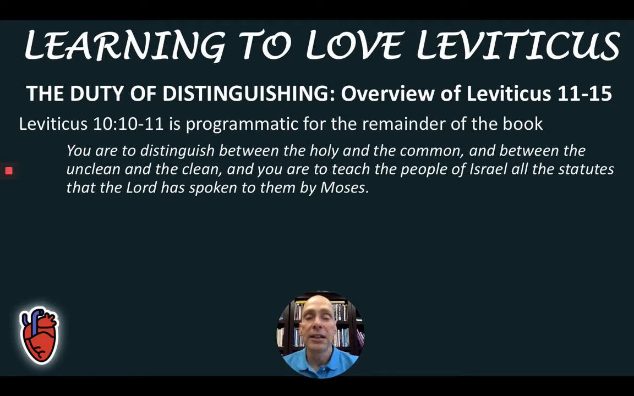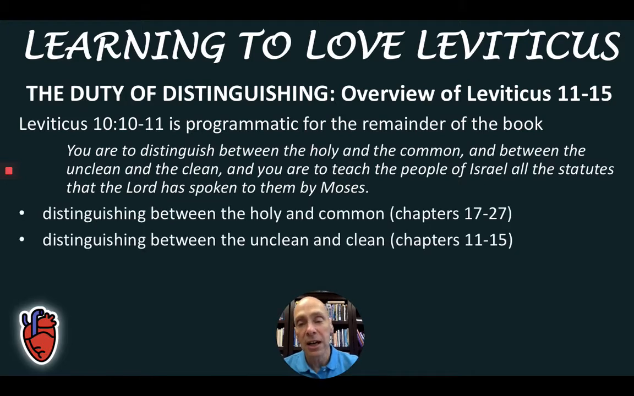Specifically, they are given this task of distinguishing between the holy and the common, and between the unclean and the clean. And the reason that this can be seen as programmatic for the rest of the book, or setting the trajectory for what follows in the entire rest of the book, is because what we have in chapters 17 through 27 is the task of distinguishing between the holy and the common. That's what basically we have in those chapters.